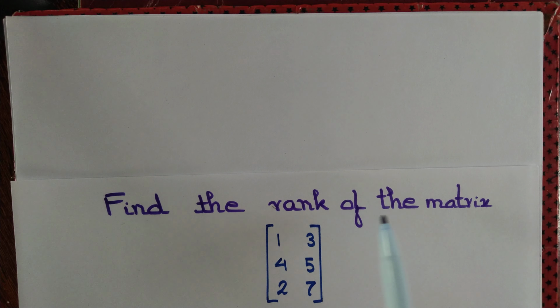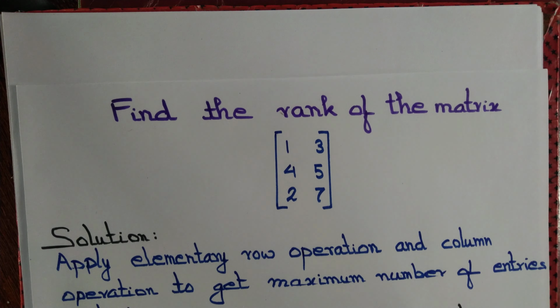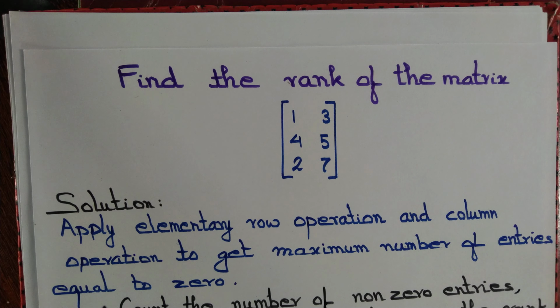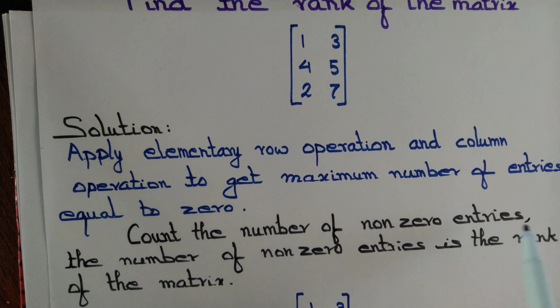Let us find the rank of the matrix. We'll do it by applying elementary row operation and column operation. So the procedure is pretty simple. Apply elementary row and column operation to get maximum number of entries equal to 0, and then count the number of non-zero entries. That will give us the rank.